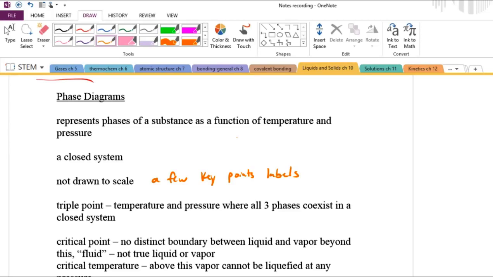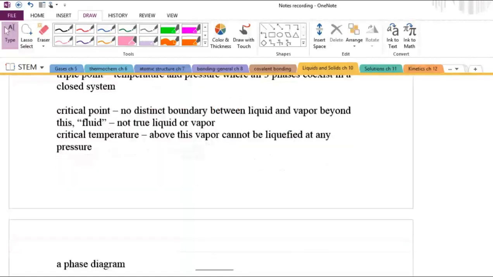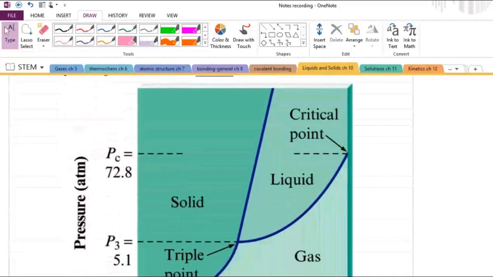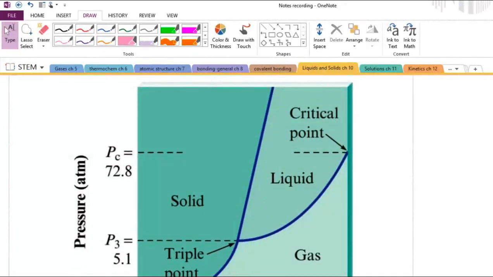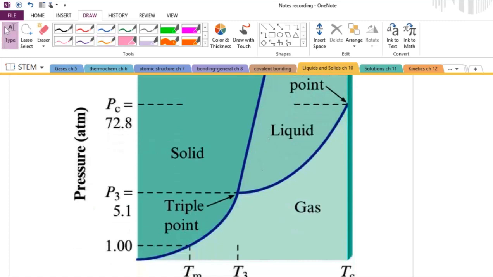and the critical point, above which there's no boundary between liquid and vapor. So let's look at a phase diagram. See, there are a few important pressures and a few important temperatures labeled.